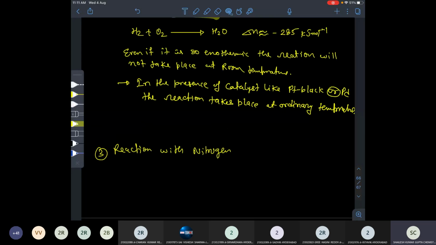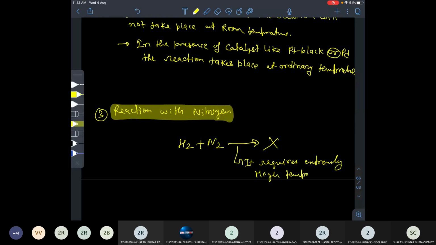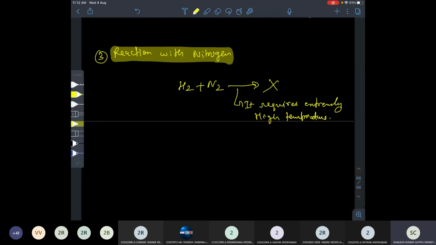Now think about the reaction with nitrogen. Oh my god. Both are inert. You can't expect this reaction with hydrogen to happen easily. It requires extremely high temperature.